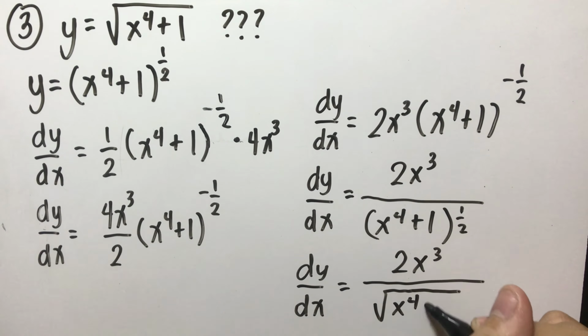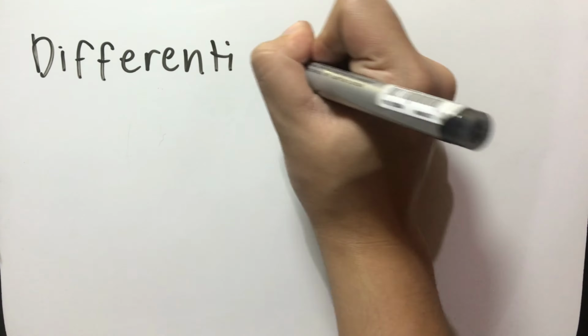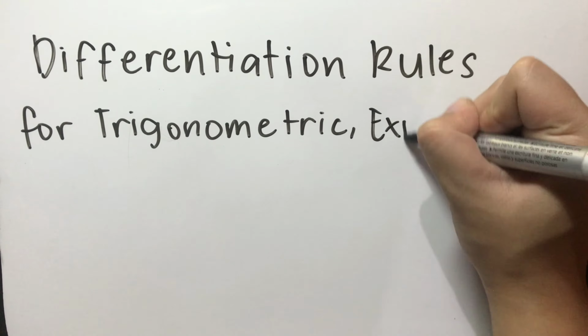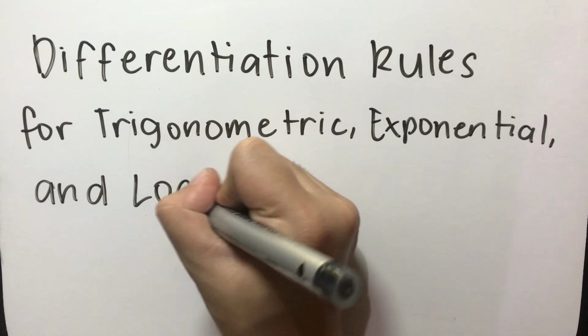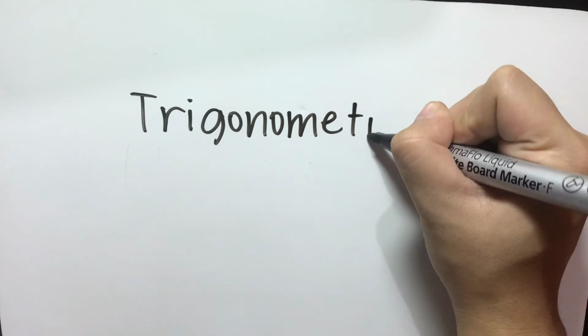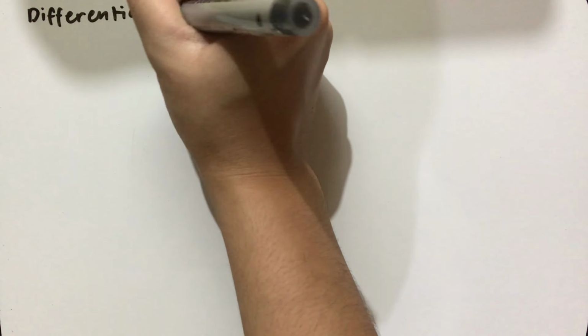And that's it. So for the last part of our three-part series, we will tackle the differentiation rules for trigonometric, exponential, and logarithmic functions. So now let's go first to the trigonometric functions. The differentiation rules for the trigonometric functions are as follows.